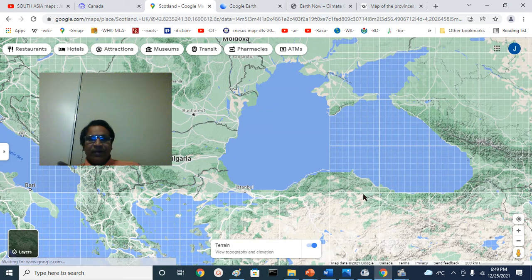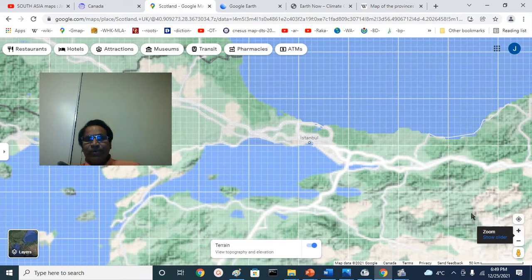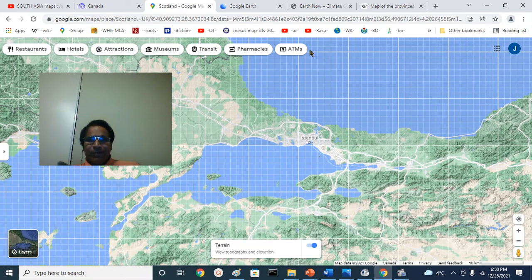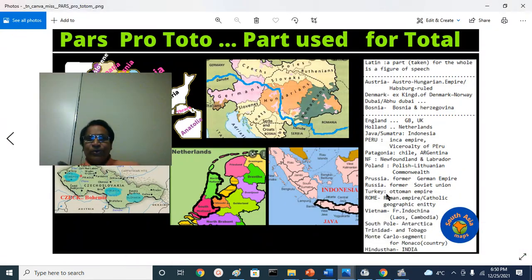That is Turkey, the historic Bosphorus Strait. You can see Istanbul here along the water body. That part, Turkey, is used to represent the entire Ottoman Empire.